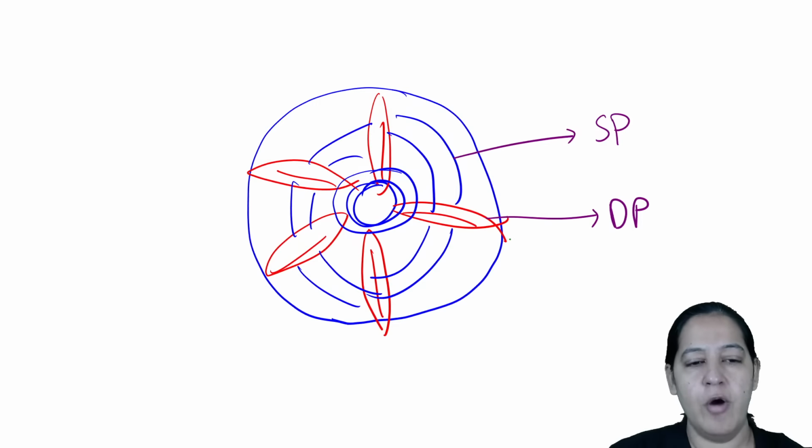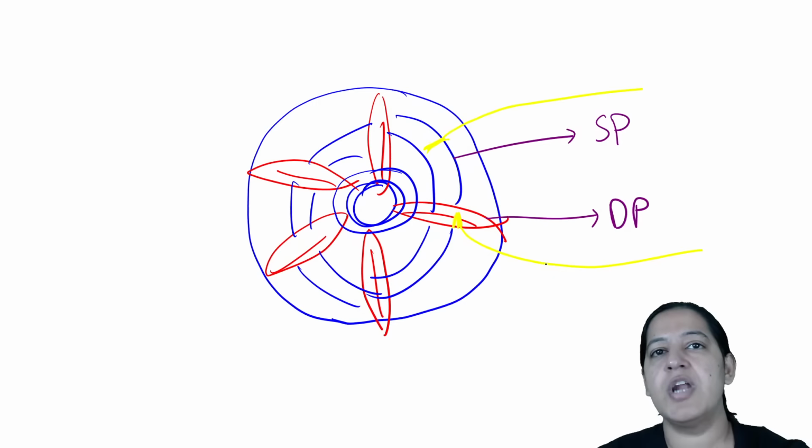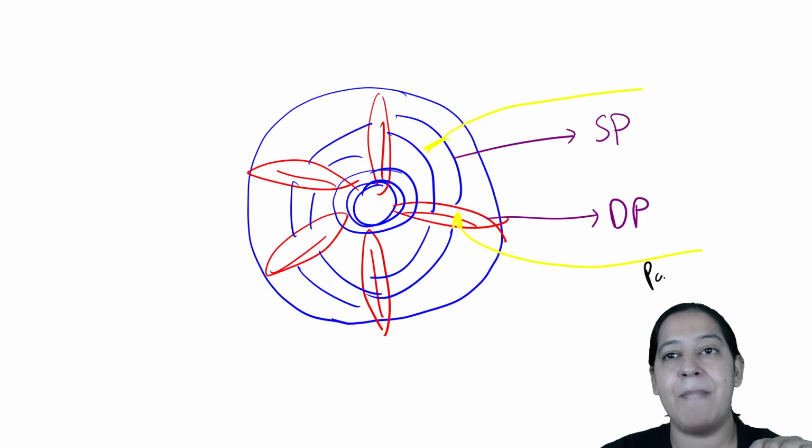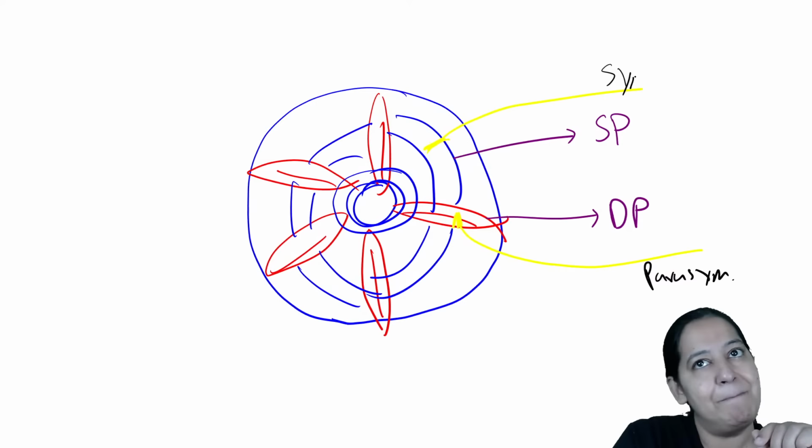Okay. So let me draw, both of them are supplied by nerves. Let me draw a nerve here, it is supplying the dilator pupillae. Let me draw a nerve here also, it is supplying the sphincter pupillae. The yellow colored ones are the nerves. So which nerves? Dilator pupillae is supplied by sympathetic fibers and sphincter pupillae is supplied by parasympathetic fibers.